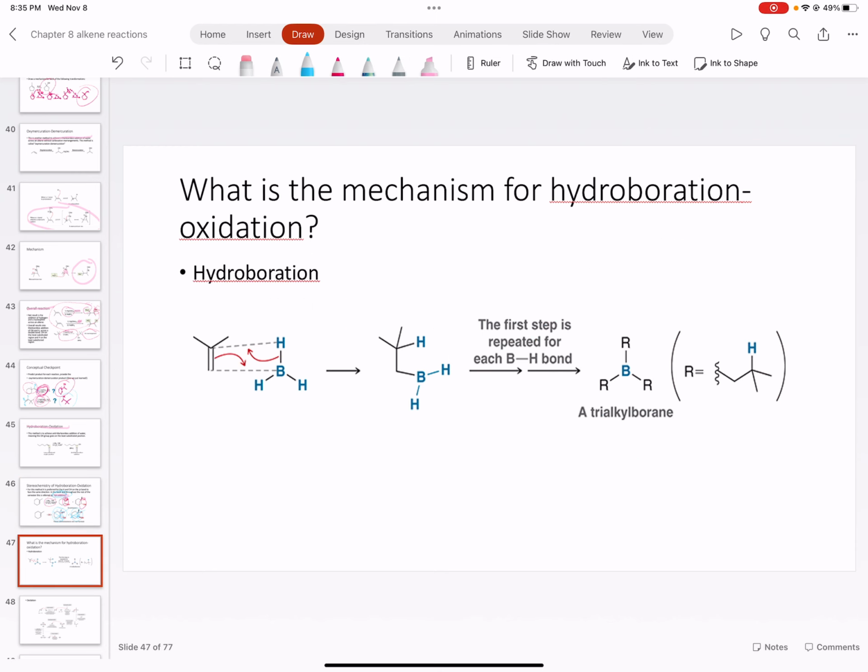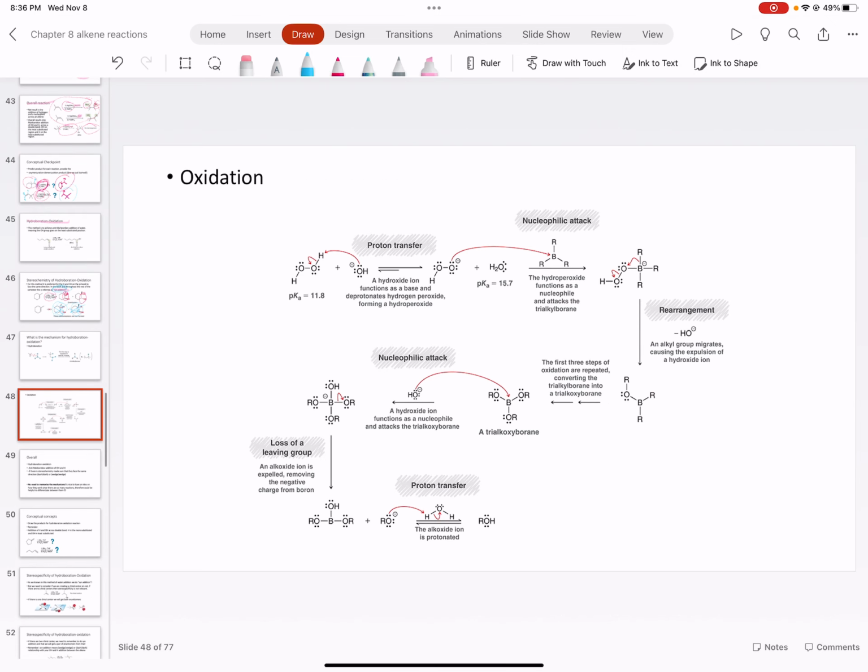Syn addition. And this is just the mechanism for it. You don't need to know it, but it might be helpful to have an idea of it. Because look at that, I don't think you want to draw this on a test. This one will be the oxidation, proton transfer, nucleophilic attack, rearrangements, proceeding to nucleophilic attack, loss of a leaving group, and then proton transfer. I don't intend to make you guys memorize this.